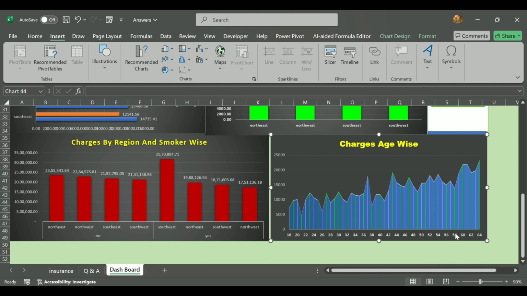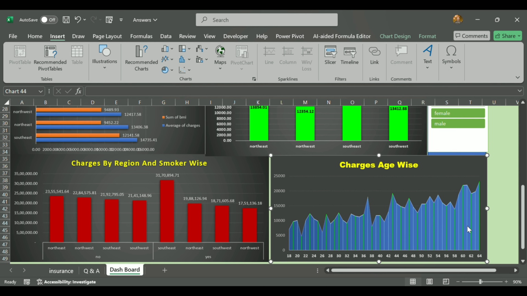Most importantly, after the age of around 58 to 64, the expenses rise sharply, indicating higher healthcare needs in that age group. This chart is very useful in understanding how age impacts medical spending, and it can help hospitals, insurance companies, and policymakers in designing age-specific health plans for providing support for senior citizens who may face higher medical costs.